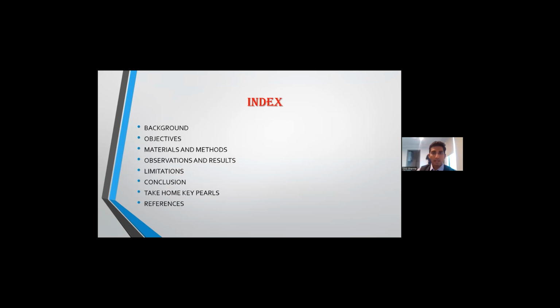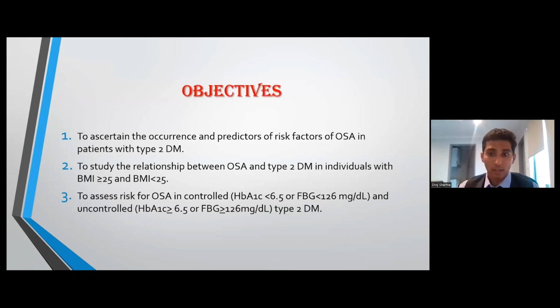So this is basically the background, giving you the index of what my presentation is going to break into. First, a bit more about the background, which sheds light on the reason to undertake this study and why it was so intriguing to invest in. The relationship between obstructive sleep apnea and type 2 diabetes in individuals, comparing their BMIs: individuals who have BMI less than 25, and individuals who have BMI more than or equal to 25. And also to assess the risk factors for OSA in type 2 diabetes patients with regard to the HbA1c level, which is long-term control of sugars, and the fasting blood glucose levels.